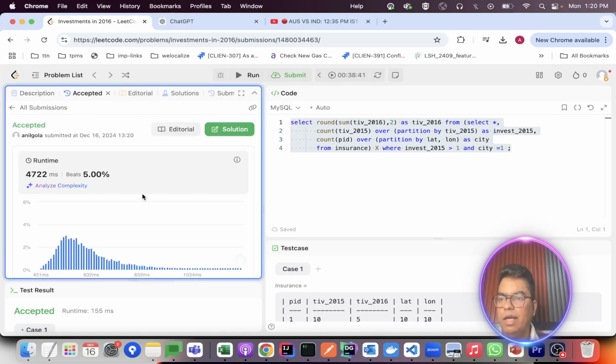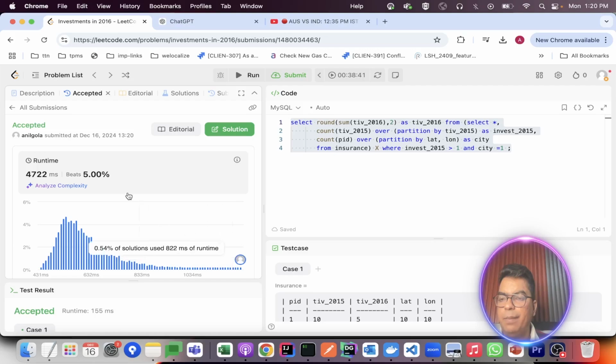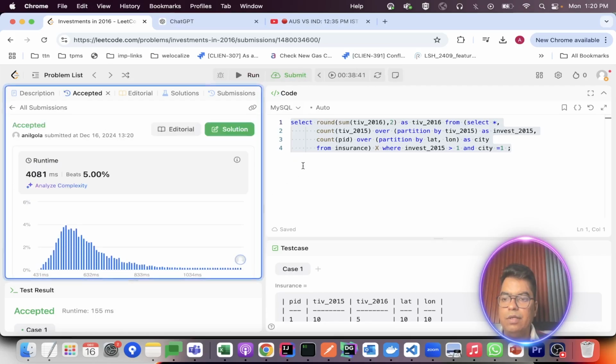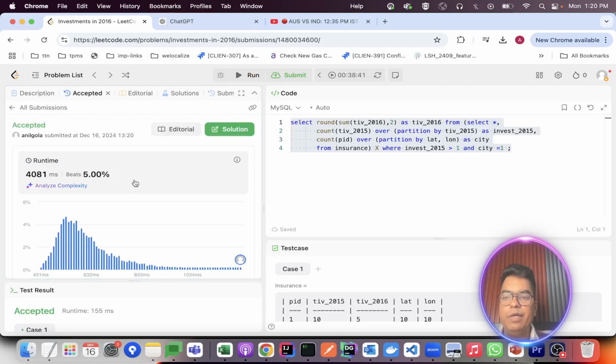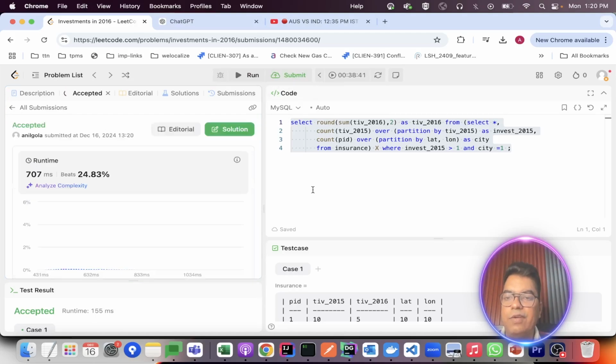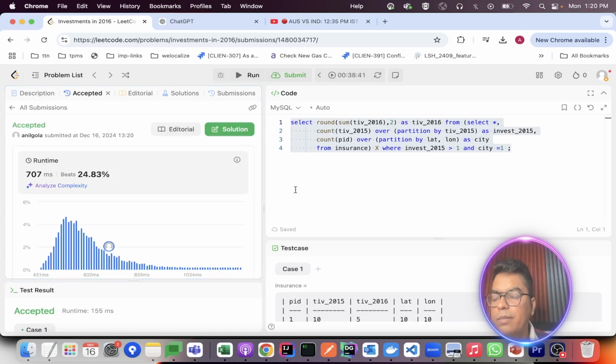Still judging, and yes, my solution has been accepted and I just beat 5.0%. Let me just submit this once again. Again I am able to beat 5.0%. Let me submit this once again. Let us see whether I am able to beat any other percentage of users. Yes, now I am able to beat 24.83, which is quite okay.